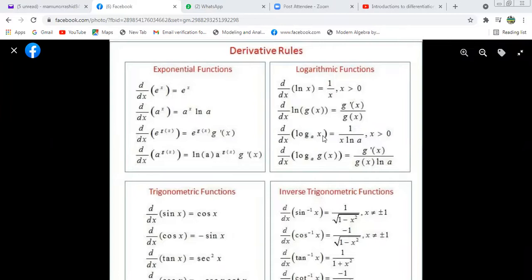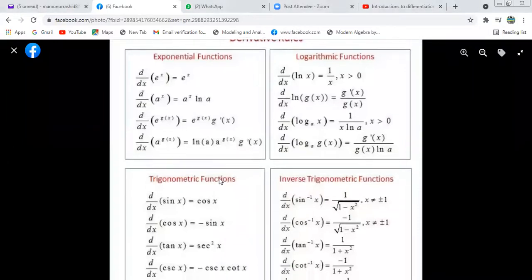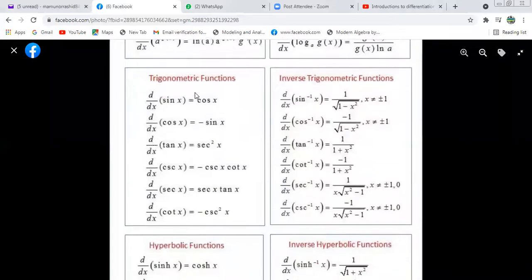Similarly, d dx of log x base a will be 1 by x divided by ln a, where x is greater than 0. Similarly, if we replace x by any function g of x, then this differentiation will be the differentiation of g of x divided by g of x ln a. Similarly, for trigonometric functions, you must know these.